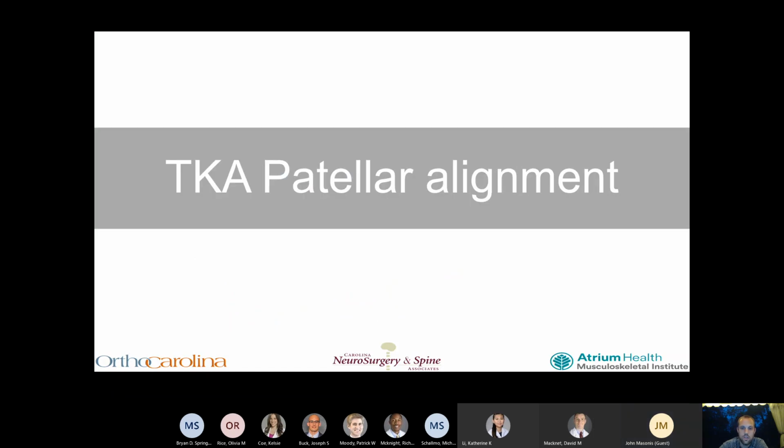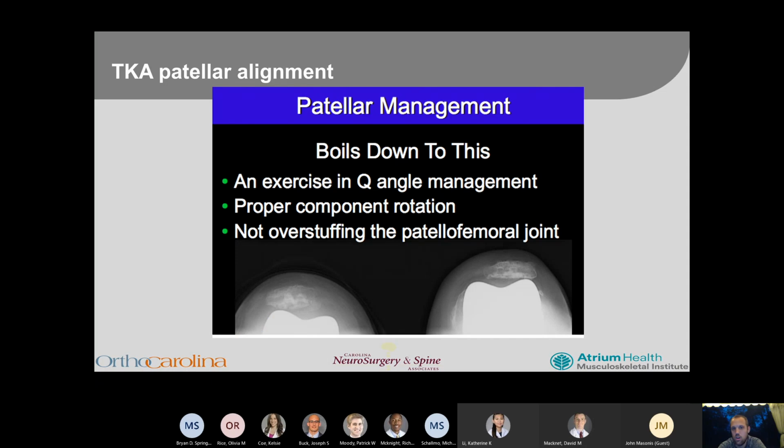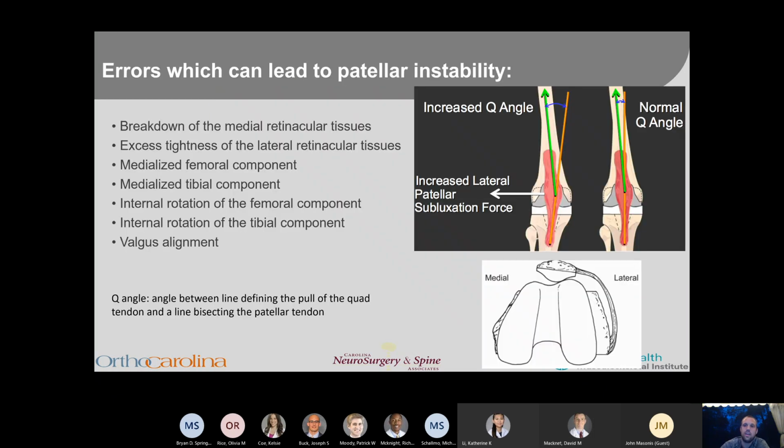Patellar alignment will come up sometimes, and really all boils down to Q angle management. It's all about appropriate component rotation and avoiding increasing the Q angle. So anything that increases the Q angle, which is defined as the line between the pole of the quad, essentially going straight down the quad, and a line right up the middle of the patellar tendon. Anything that increases that angle is going to increase the lateralizing force on the patella and increase the likelihood of it dislocating laterally or subluxing laterally.